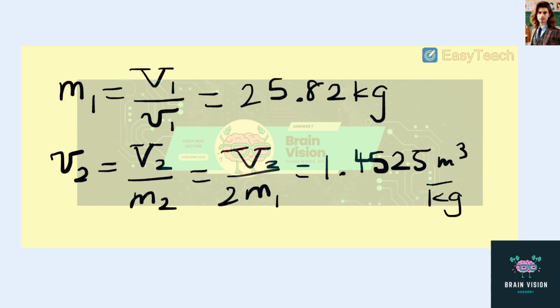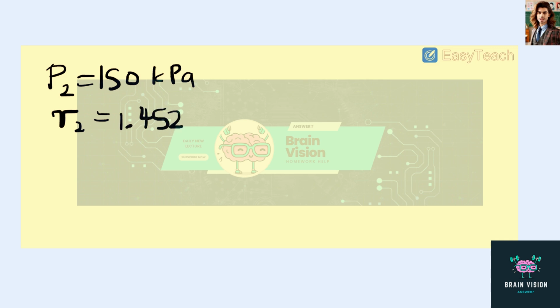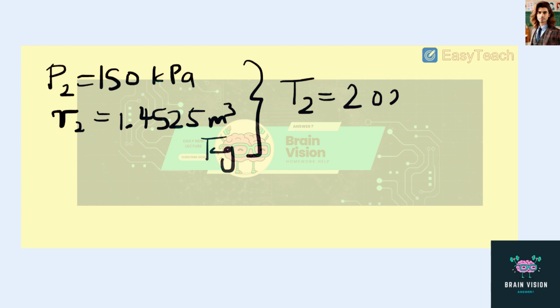Now using this final pressure of 150 kPa and our specific volume 2 of 1.4525 cubic meters per kilogram, we can refer to the table and find our final temperature. And we find that this final temperature is equal to 202.5 degrees C. So that is going to be the final temperature inside of our balloon.